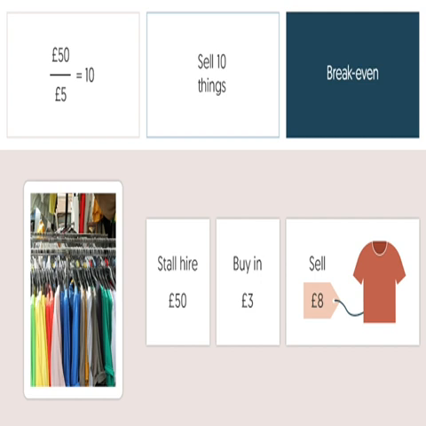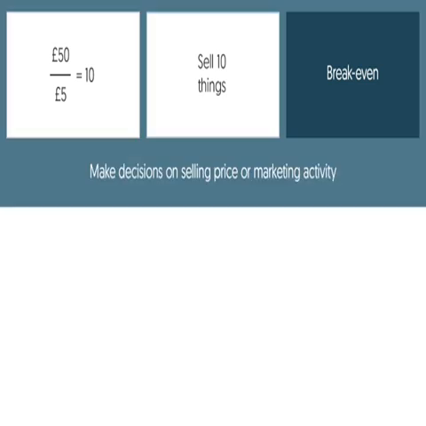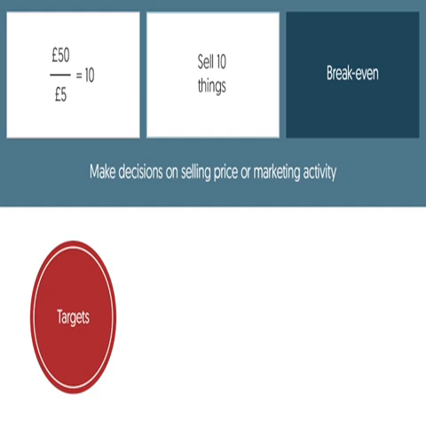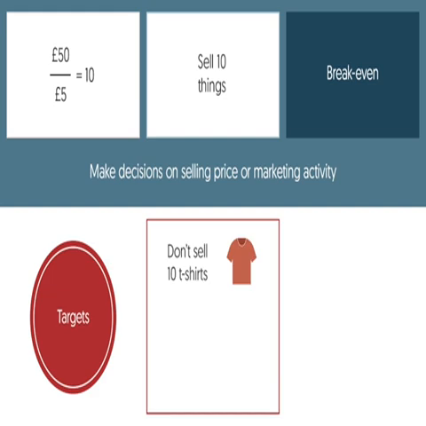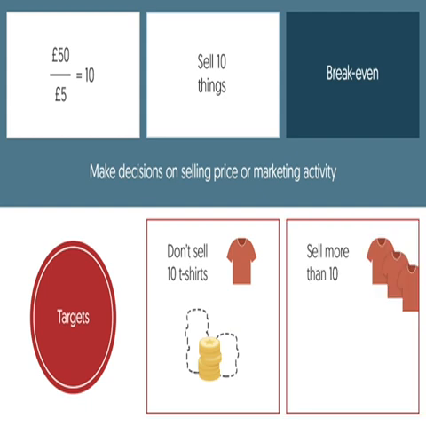This is useful for a business to know as it can help them make decisions on selling price or marketing activity. It can also provide targets, as you know if you don't sell your 10 t-shirts, you end up losing money. On the other hand, if you sell more than 10 t-shirts, you'll make a profit. It also helps businesses analyze changes.